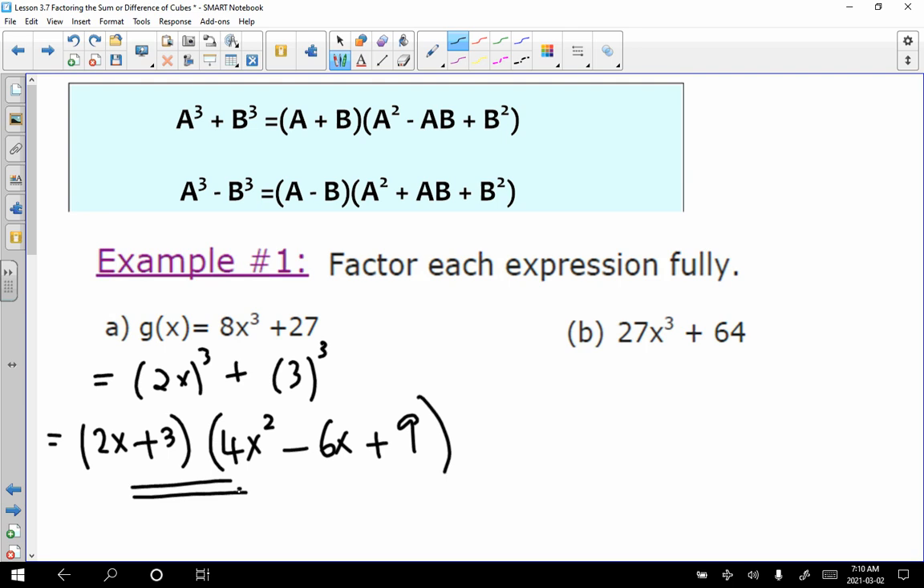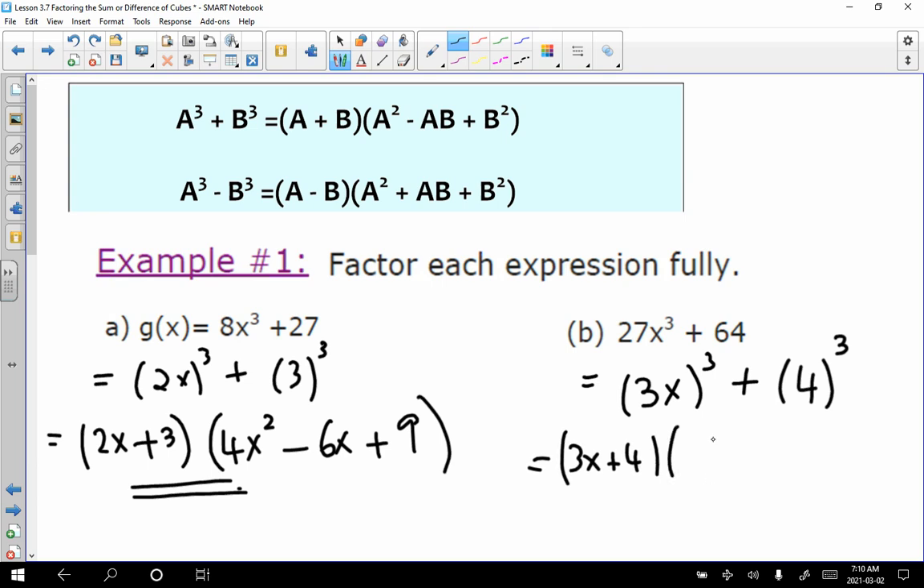Now let's try this one here again. Rewrite that as a sum of cubes, so it's (3x)^3 + 4 4s are 16, 4 16s are 64, so it's a cube of 4. So it's (a + b), (3x + 4), times a squared, so if you square 3x you get 9x^2, minus ab, so minus 12x, plus b squared, square the 4, you get 16. Okay, that's the answer.